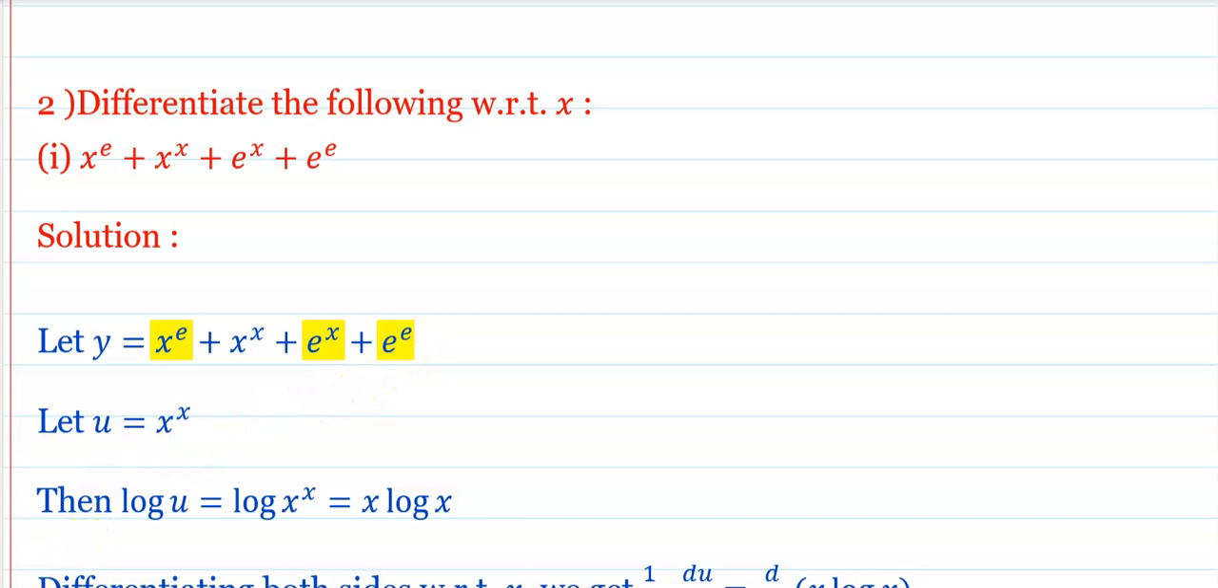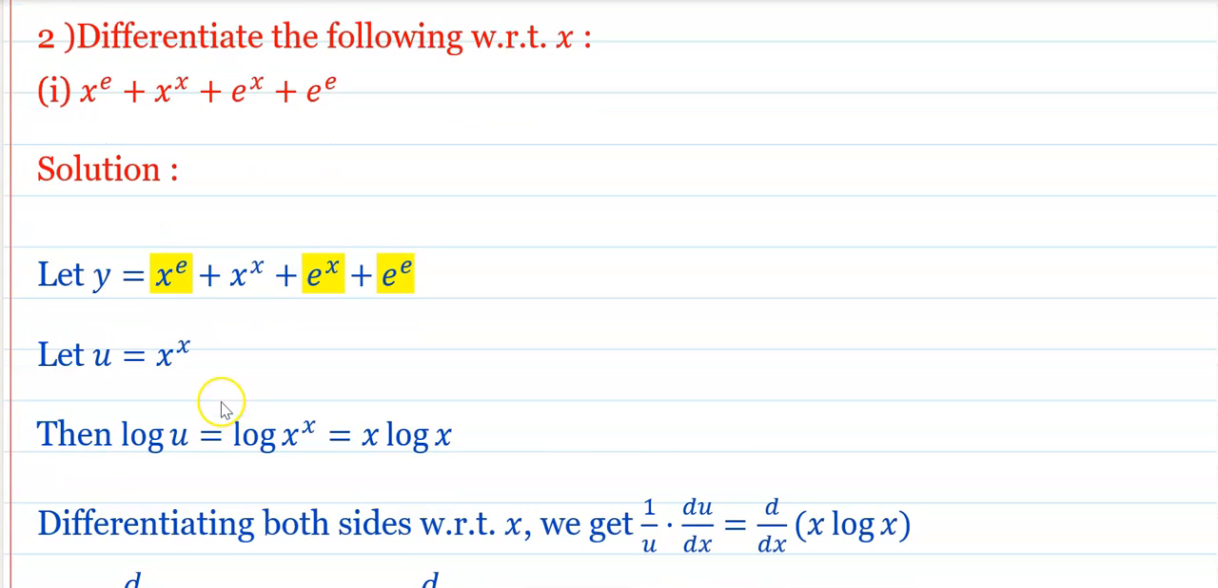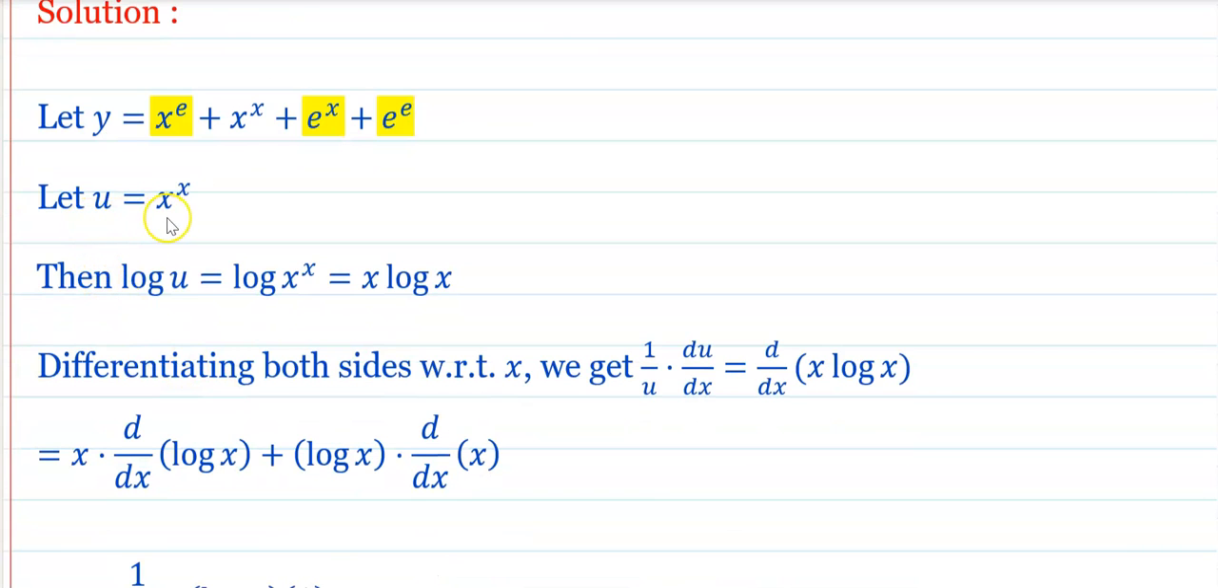It's a constant. Only for x raised to x, to find out the derivative of x raised to x, we have to take log on both sides. Now here we'll have let u is equals to x raised to x, then log of u is equals to log of x raised to x, and that is nothing but x into log x. Now differentiate both sides with respect to x. Now what is the derivative of log of u? It is 1 upon u into du by dx, and that is equals to d/dx of x log x.